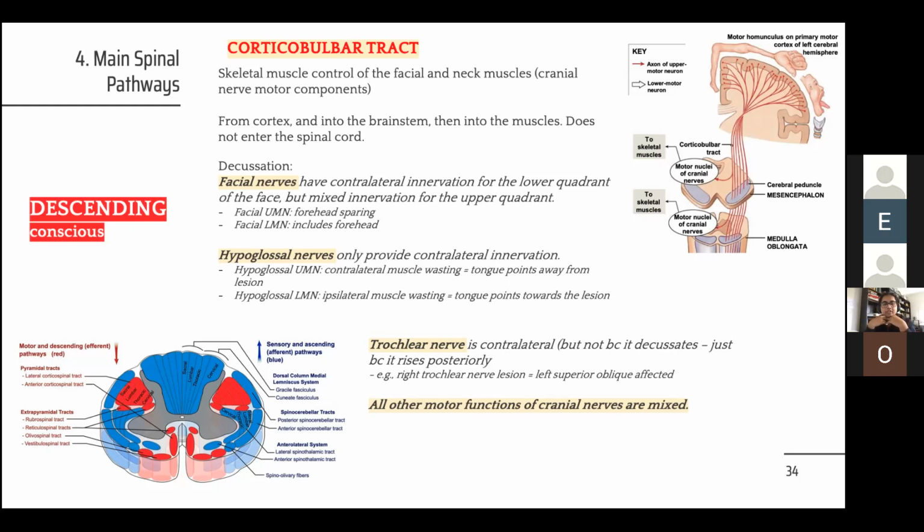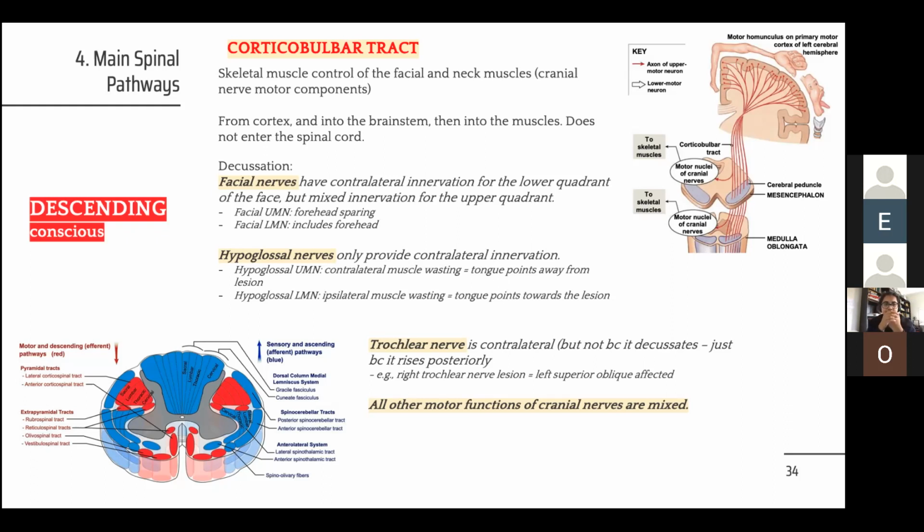The hypoglossal nerves are completely contralateral. So if you have an upper motor neuron lesion of the hypoglossal nerve, you have contralateral, opposite side muscle wasting. So the tongue points towards the muscle wasting. So the tongue technically points away from the lesion. But if you have a lower motor neuron lesion, you have ipsilateral muscle wasting. So your tongue points towards the lesion, if that makes sense.